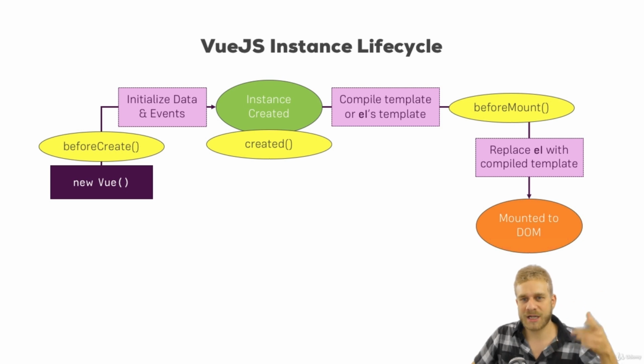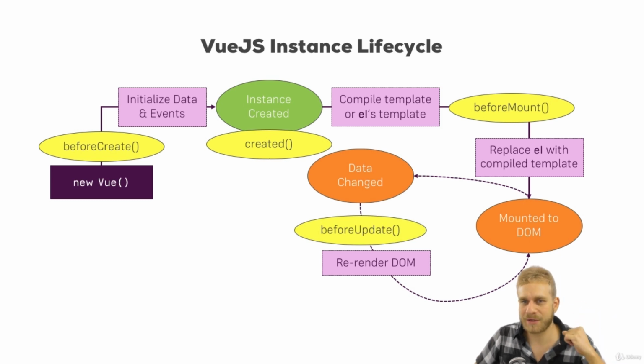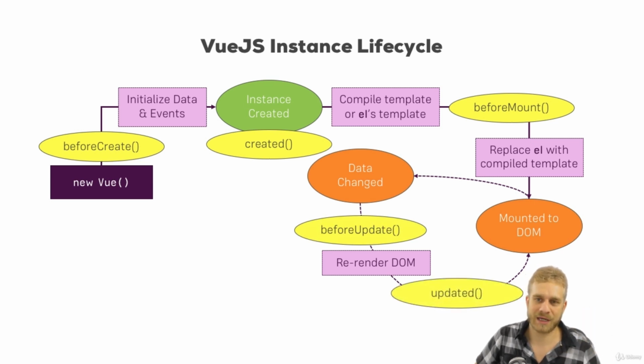It's not done though. We've got an ongoing lifecycle, which we can tap into multiple times, which is if some data changes and the DOM is re-rendered. Here we get the beforeUpdate lifecycle hook right before we re-render the DOM. So after we saw that the data changed, but before the DOM is re-rendered, or the part of the DOM I should say. And the updated lifecycle, which is obviously called after this part in the DOM was updated.